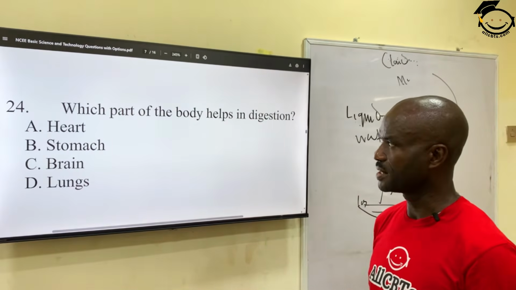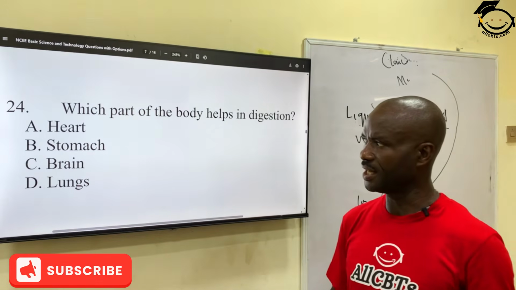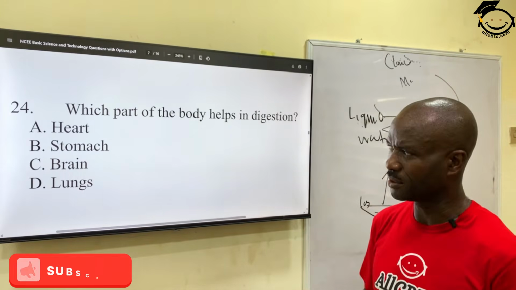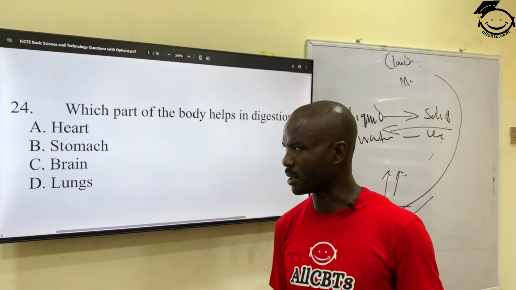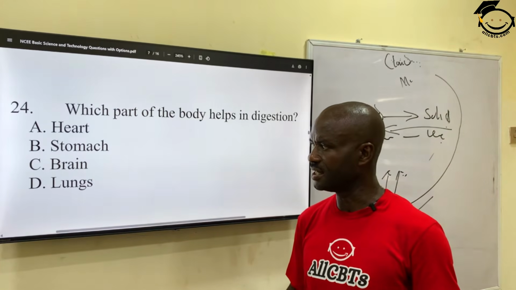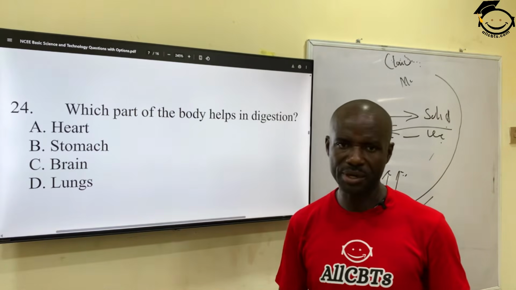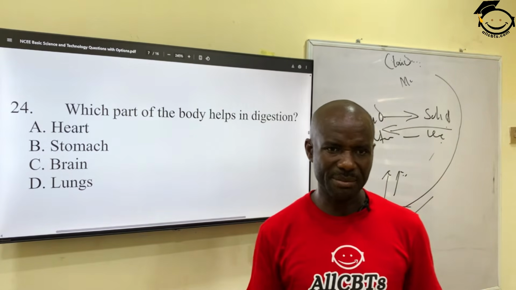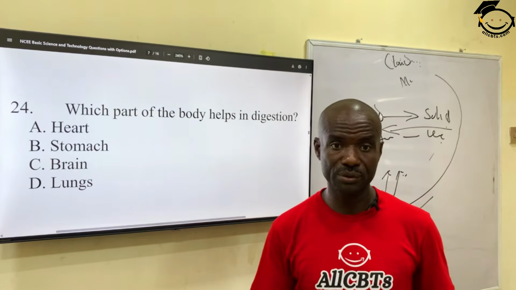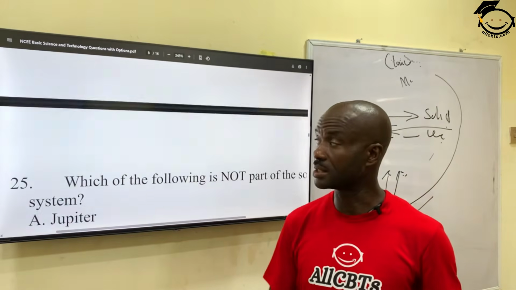Question 24 says, which part of the body helps in digestion? A, heart. The heart is useful for the pumping of the blood, so it's not. B, the stomach. C, brain. Then D, lung. The correct answer is the stomach, B. Stomach is a part of the animal that is responsible for the breaking down of food to the useful nutrient in the body.